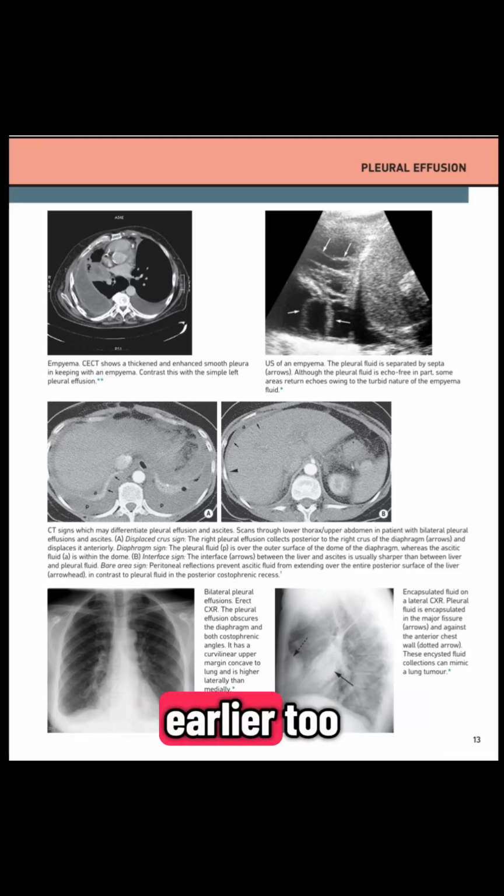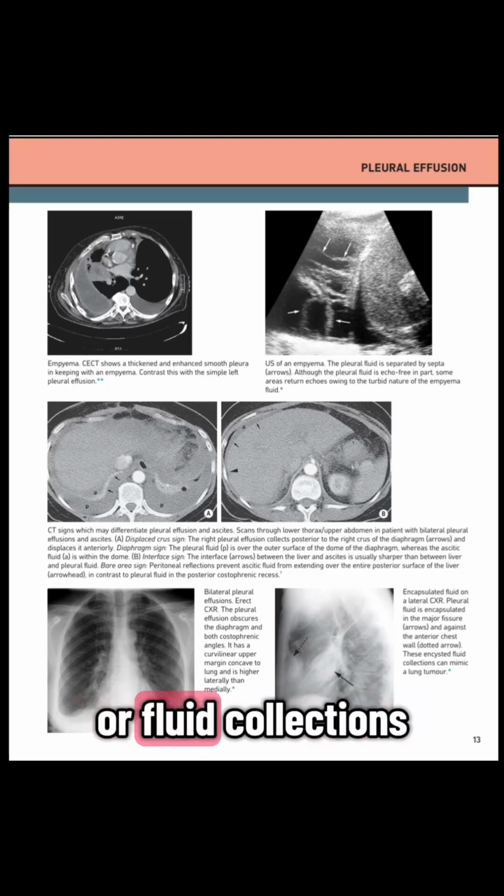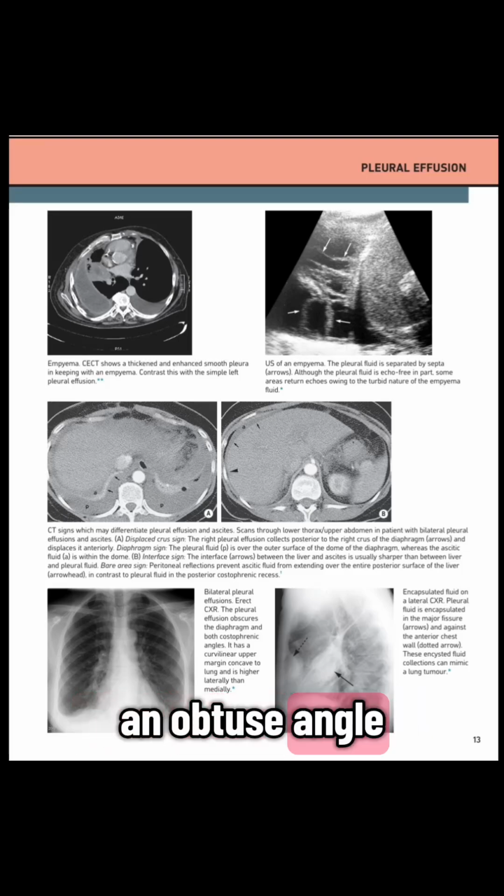You mentioned angles earlier, too. Yes. A key point on CT. Pleural-based lesions or fluid collections tend to make an obtuse angle with the chest wall.